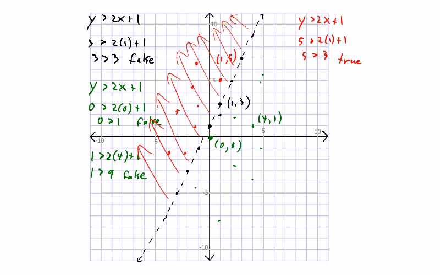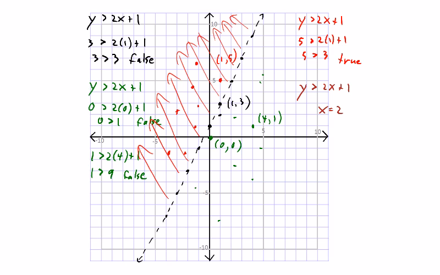So the region looks like it's above and to the left, but it's better to think of those as being above the line. And here's why. To make the statement true, we have that y is greater than 2x plus 1. Let's consider what happens at a single x value, such as x is equal to 2.